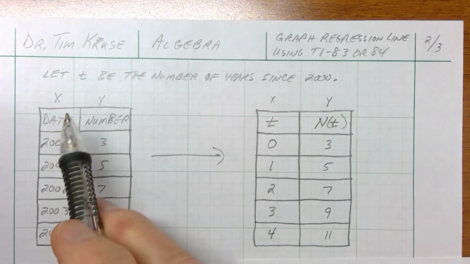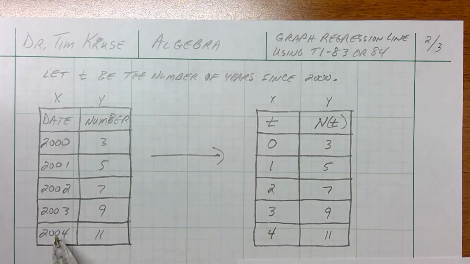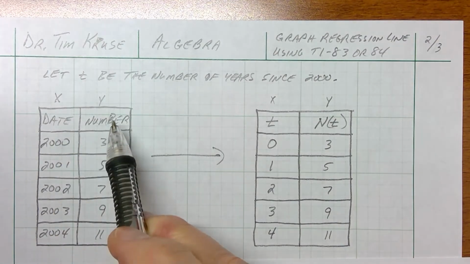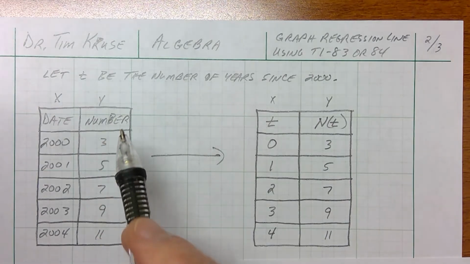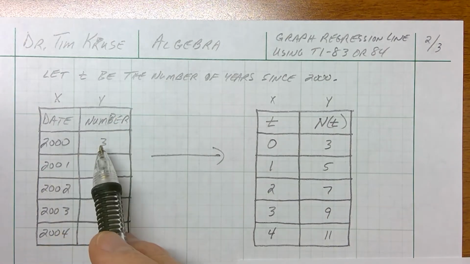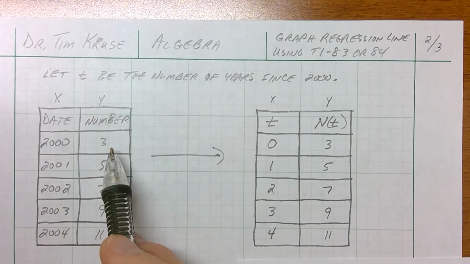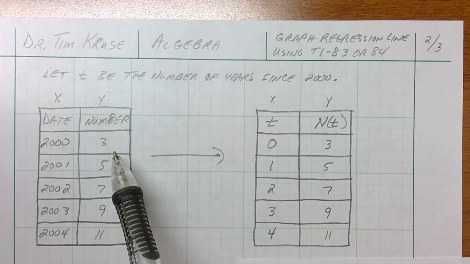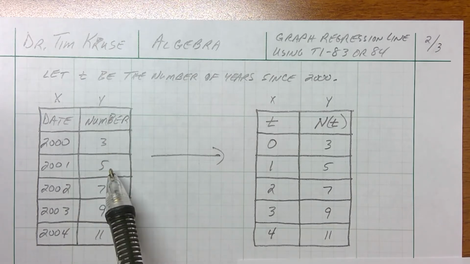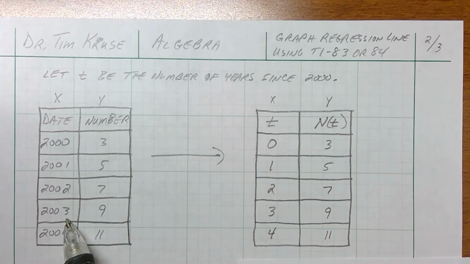Okay, so given a table where maybe the X column is the year and the Y column is usually measuring something, how many of something, or something that happened in this year, or after this much time passed, you had this many. So in the year 2000, we had 3 of something. Make up your own story. In 2001, we had 5. 2002, we had 7. 2003, we had 9. And 2004, we had 11.